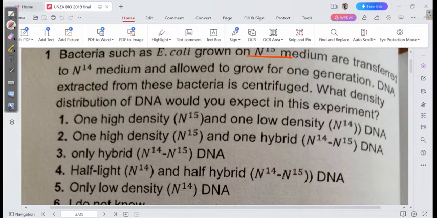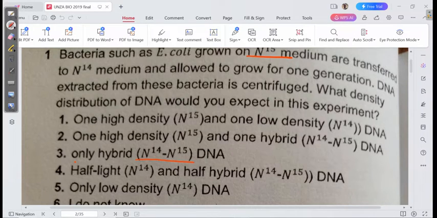So we have option 1, which is saying 1 high density nitrogen 15 and 1 low density nitrogen 14 DNA. Option 2 is saying 1 high density nitrogen 15 and 1 hybrid, that is nitrogen 15, nitrogen 14 DNA. This type of DNA is what we call hybrid, where you have two different strands. One is nitrogen 14, the other one is nitrogen 15. Then 3, we are saying only hybrid, that is only nitrogen 14 and nitrogen 15 DNA.